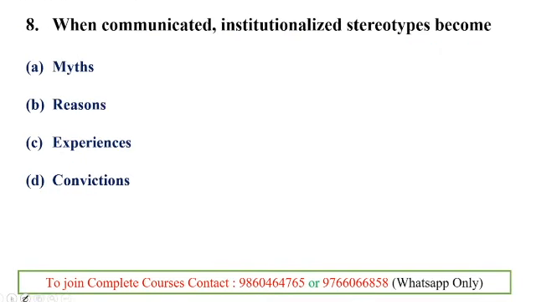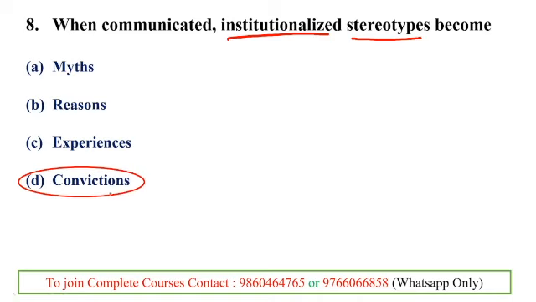Then the next question: when communicated, institutionalized stereotypes become. So here is the word stereotype and also institutionalized stereotypes. Clear? When communication takes place, institutionalized stereotypes become convictions. Clear? So let's explain the concept.